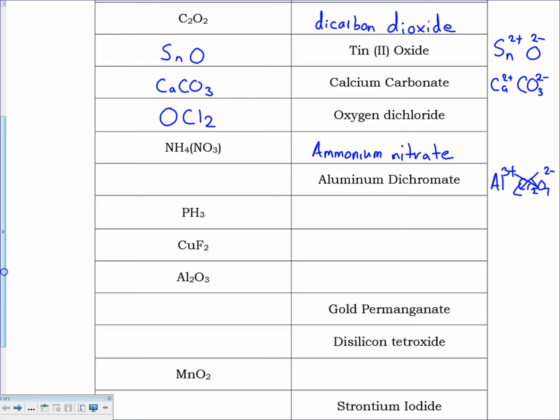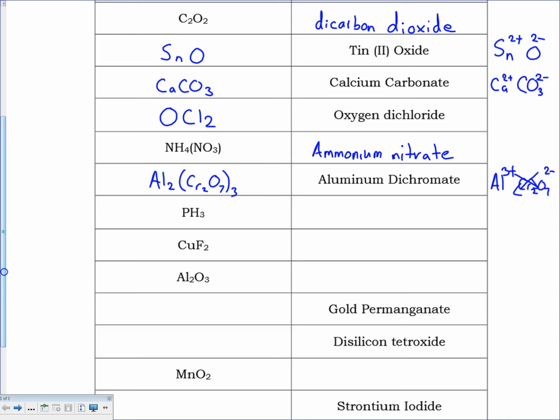And what we end up with is Al2, and then we have 3 of the chromates, so we need parentheses to indicate that we have 3 of the entire polyatomic ion, so Cr2O7, and then we close the parenthesis, and we have 3 chromates.